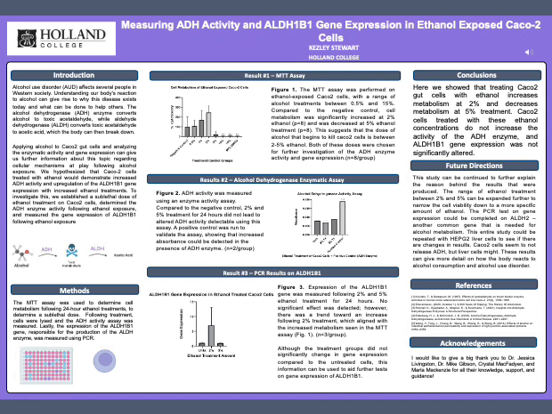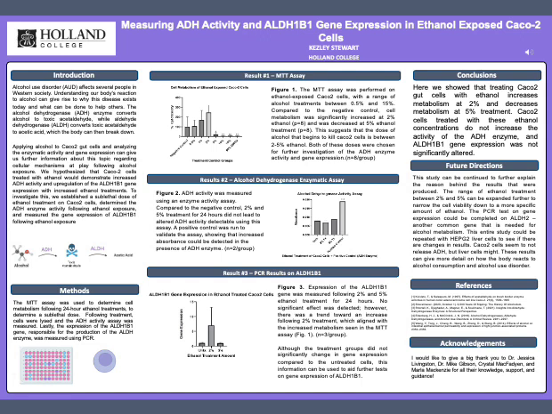The first result that was found was the increase in cell metabolism at 2% ethanol-treated CACO2 cells, while they had significantly lower metabolism at 5%. Both of these doses were used for further tests.